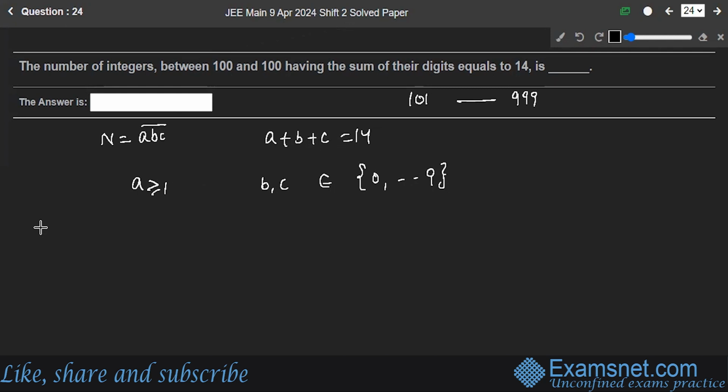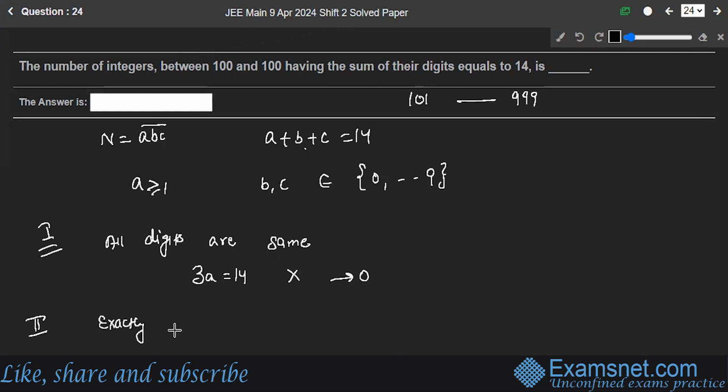Now, there are three cases. The first case says all digits are the same. In that case, a plus b plus c will be a plus a plus a, which gives 3a is equal to 14. That is not possible. So in no case will three same digits give you a sum of 14. That is zero. Now, the second case, you have exactly two same digits and one different.